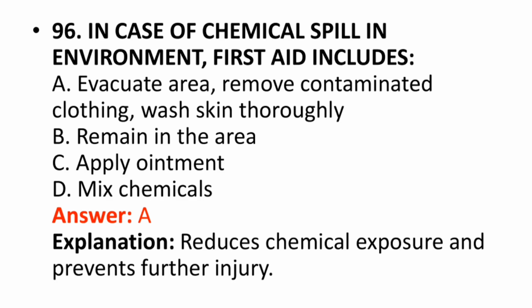In case of chemical spill in environment, first aid includes option A, evacuate area, remove contaminated clothing, wash skin thoroughly. Option B, remain in the area. Option C, apply ointment. Option D, mix chemicals. The correct answer is option A, evacuate area, remove contaminated clothing, wash skin thoroughly.